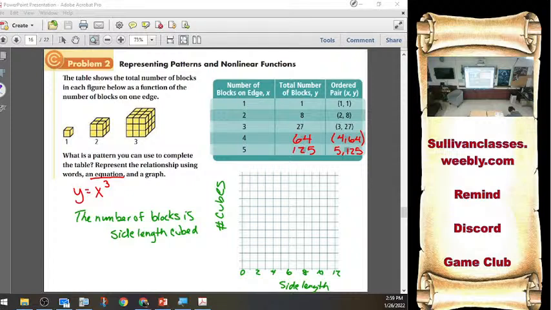I have a question. For the labeling on the graph, cubes be on the bottom. Number of cubes. Okay, this is technically what I'm supposed to write. I just got lazy. Number of blocks on an edge is my side length. Total number of blocks is the number of cubes in the whole thing. I just got lazy. Okay. Call me out. Okay. They literally tell me what X and Y are right there in the table.